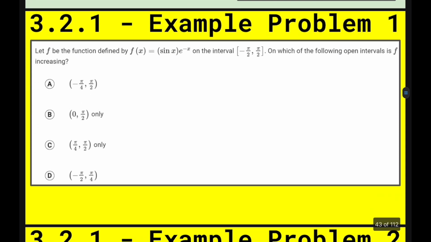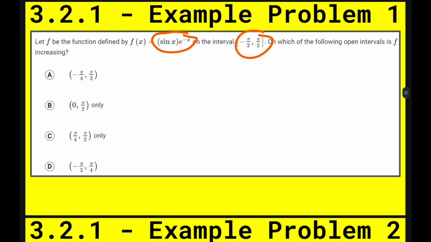Example problem number 1. Let f be a function defined as this right here on this interval. On which of the following open intervals is this increasing? We're going to assume this is a no calculator problem because if I wanted, I could just graph this and figure out where it's increasing. But I'm going to try to do this without a calculator. Make sure you pay attention.